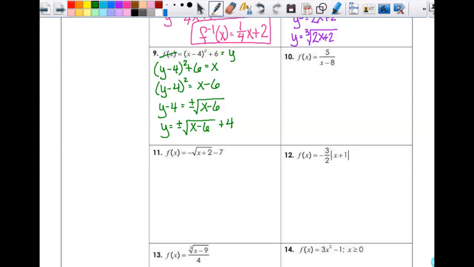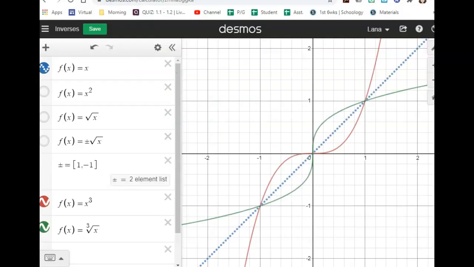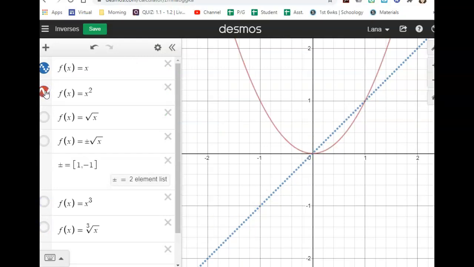Now, let's think about what's really happening here. This is a quadratic. Okay, so if I think just about my parent function, this is the quadratic. Then, if I reflect that in the line y equals x, let's see what happens here. Okay, so let me take these off. Here is my quadratic. If I reflect that in the line y equals x, I get this, the green one.